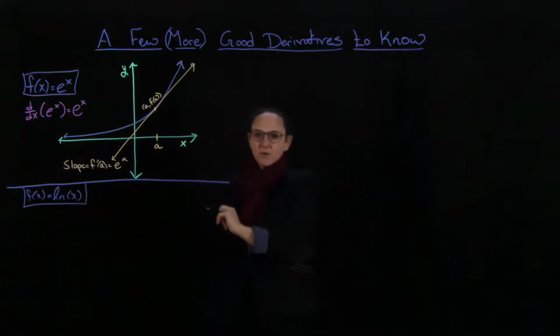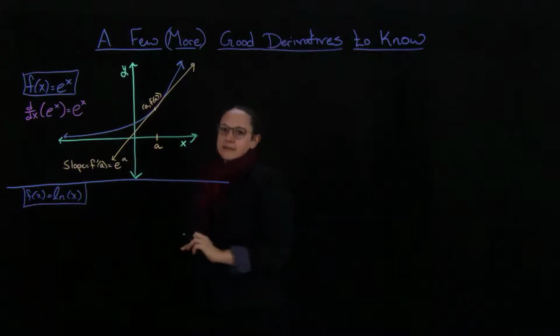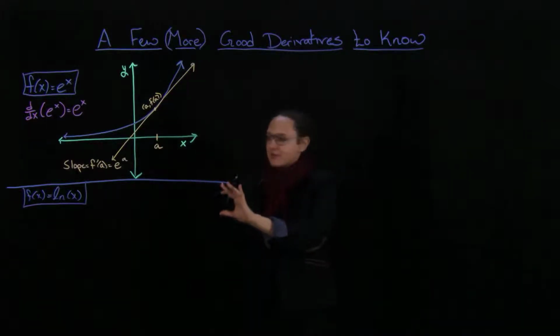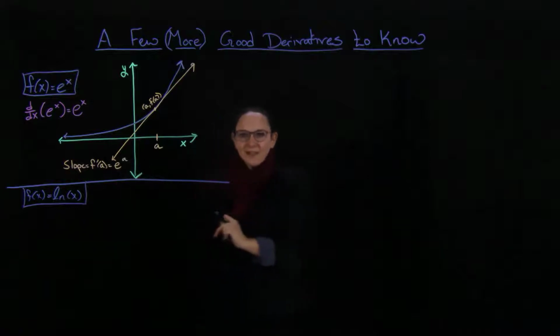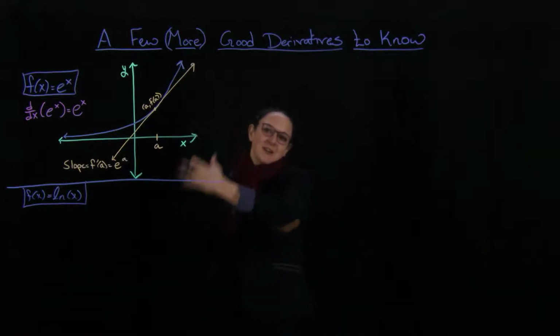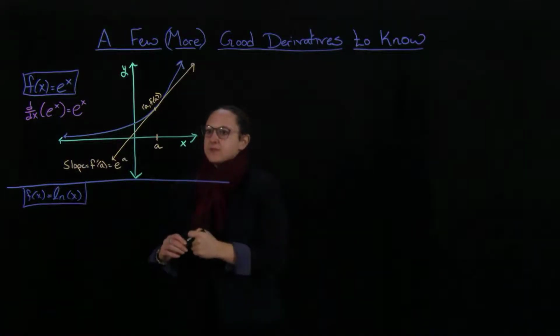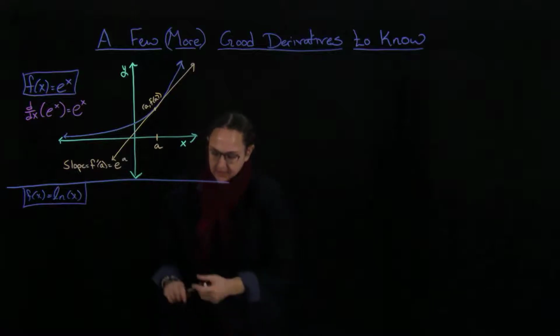Part of why that's an important function is that it's the inverse function of e to the x. Students always ask me, how do you understand the natural log of x? And I tell them I don't. I understand e to the x, and I work backwards from there. But what does the graph of this function look like? So let's put our axes.